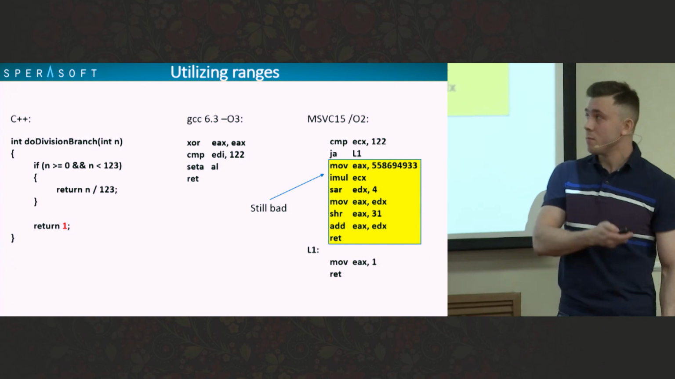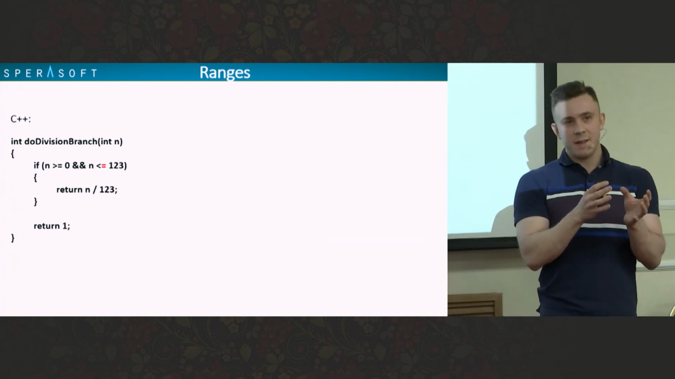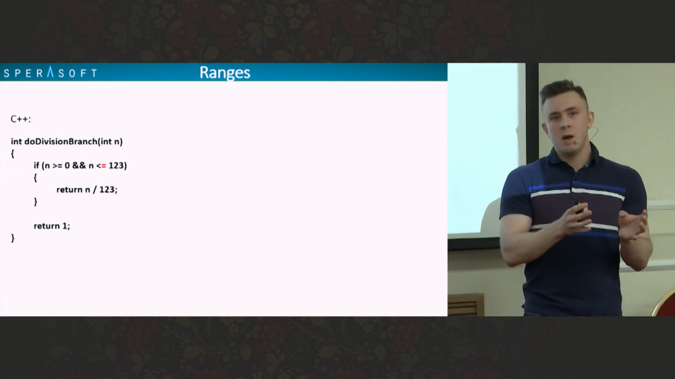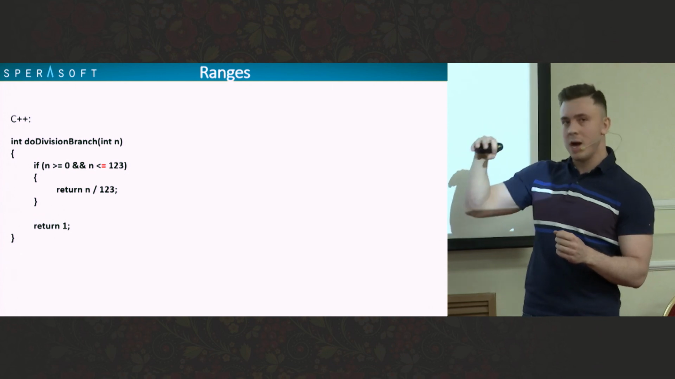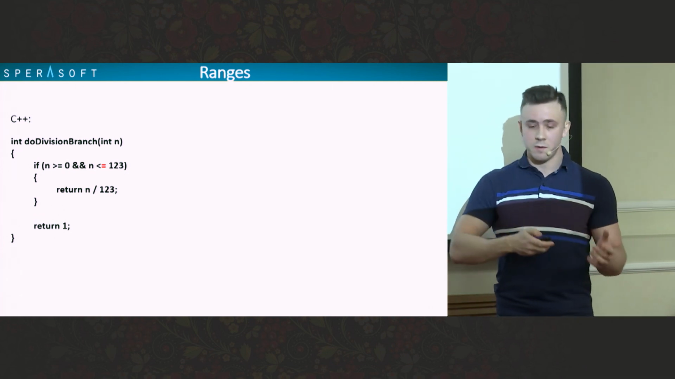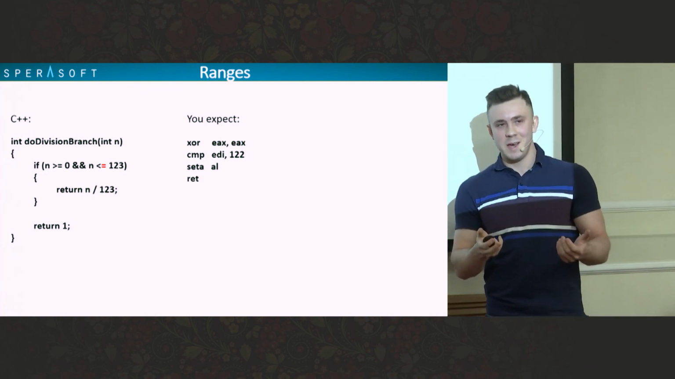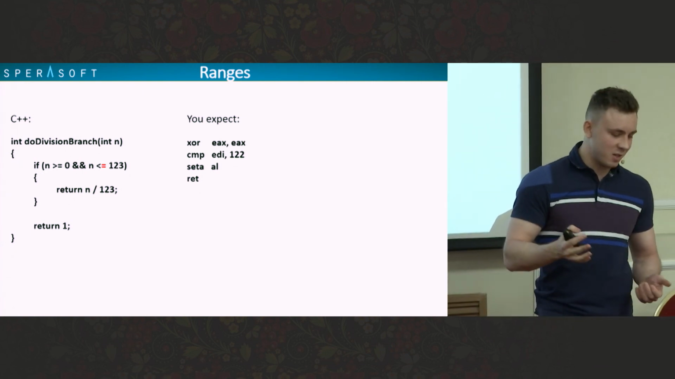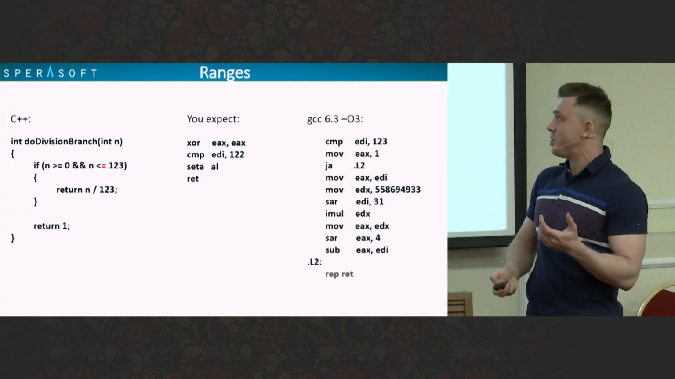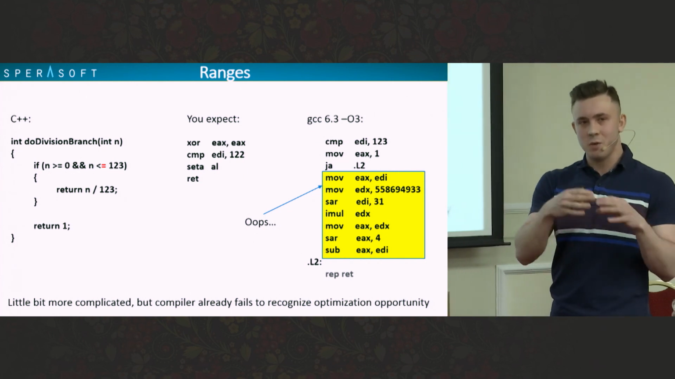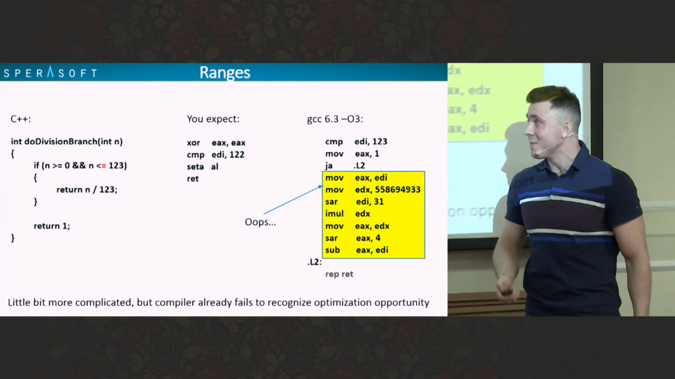So again, let's make it even more complicated. Now, in this if block, n can actually be equal to 123. So the result of this division, again, can be 1 if n equals 123. In this case, you expect basically the same piece of code, because the result of this function is identical to the function on the previous slide. But with this minor change, even GCC fails to optimize this away. You see, it generates again the same piece of code.